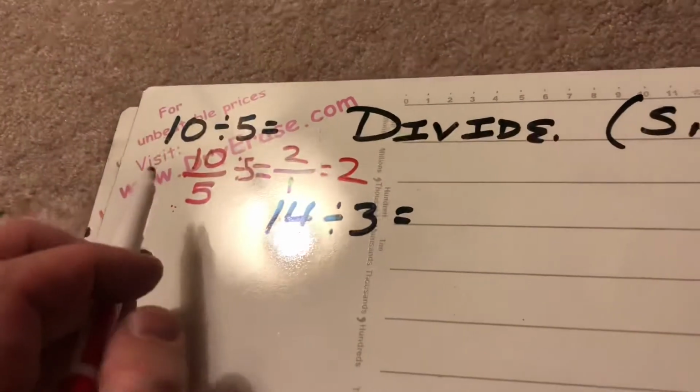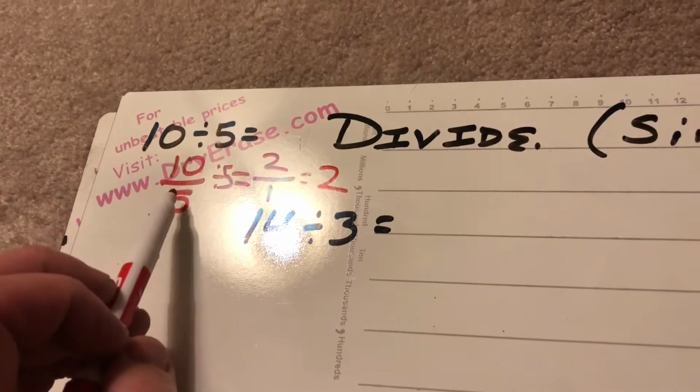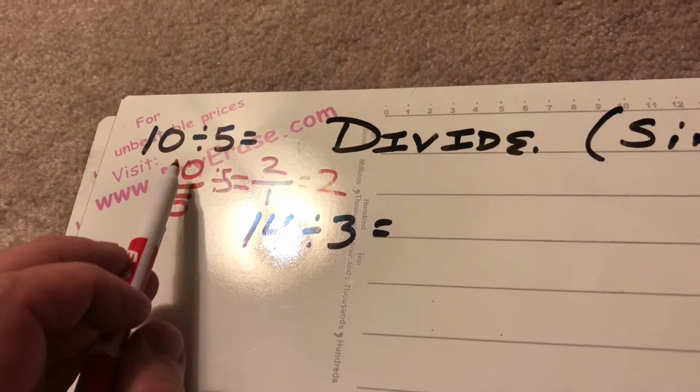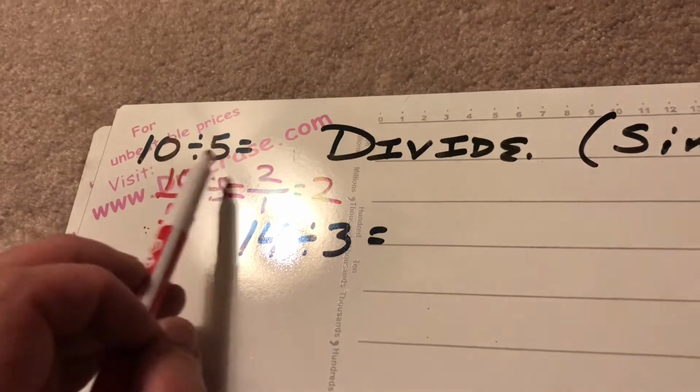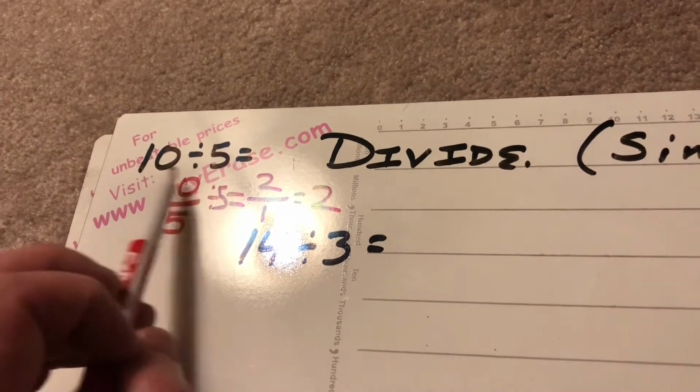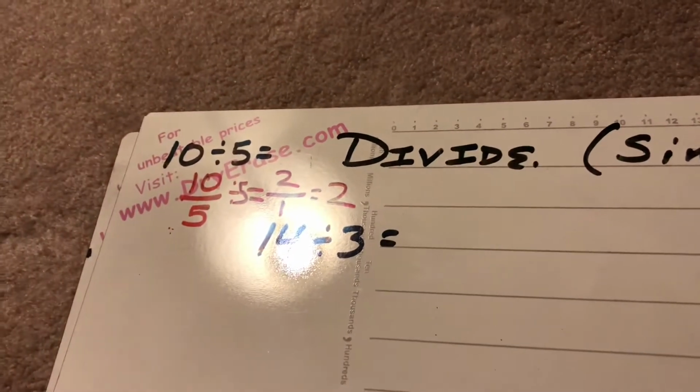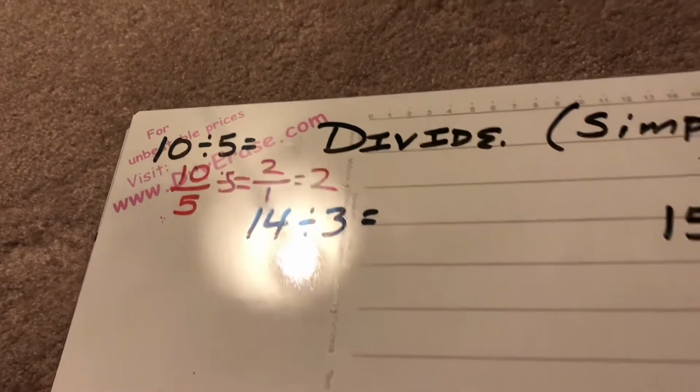Now, you can also think of it as 10 over 5. 5 can go into 10 twice, none left over. And a lot of you probably already realized that at the beginning, 10 divided by 5 is just 2.